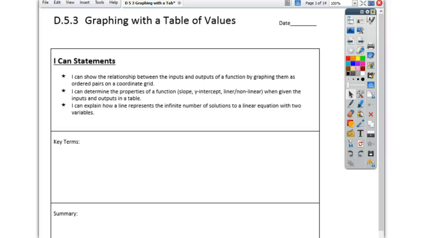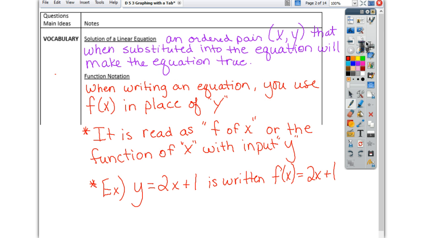7.3, graphing with the table of values. Who remembers what I called the table of values when we did these on Friday? I'd go like this, and I'd call my table of values by using a T-chart. A T-chart. Good memory. All right, so I'd like you to get down the definitions, please.